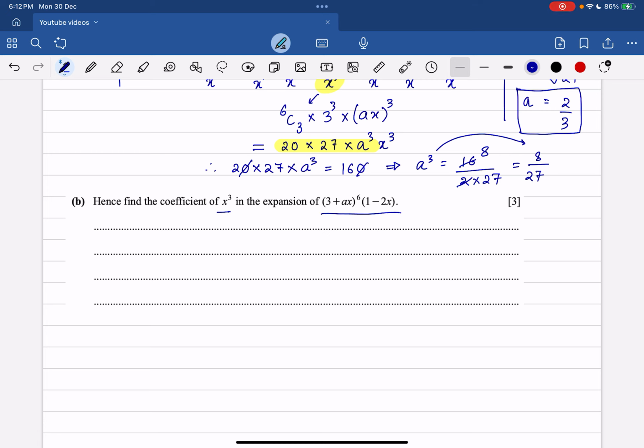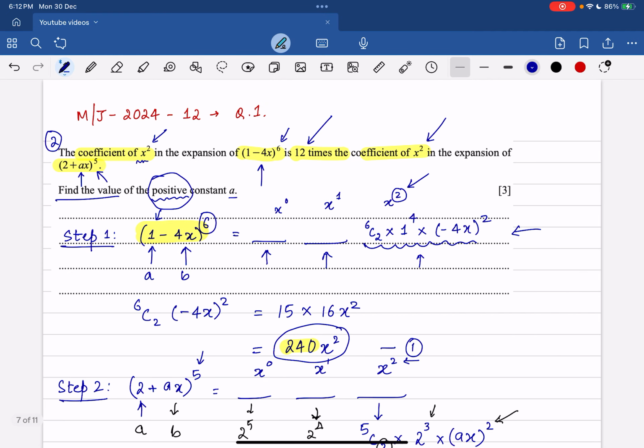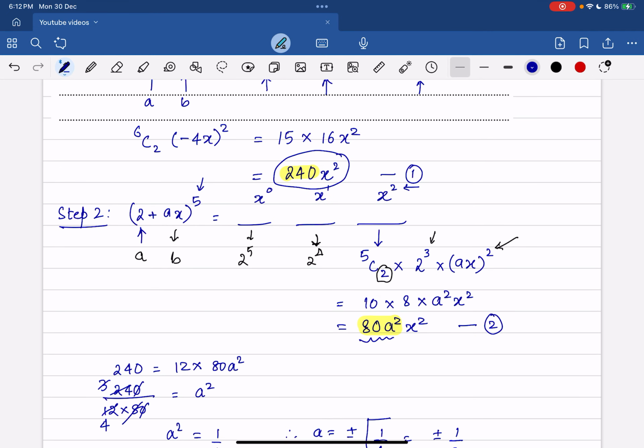So I think you have already done step 1 in part A, and step 1 is (3 plus ax) the whole raised to 6. I have already found the coefficient of x raised to 3 in the expansion of (3 plus ax) the whole raised to 6, and the coefficient is 160x cube, right? But when you multiply 1 minus 2x, just like how we saw in the previous question, when you multiply another bracket, there is something else also that this thing gets multiplied with.